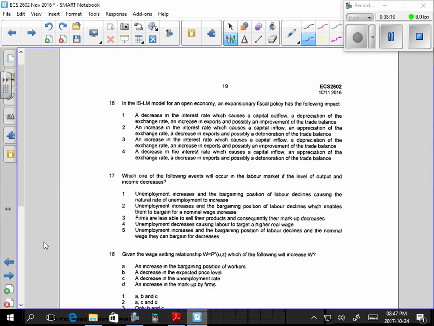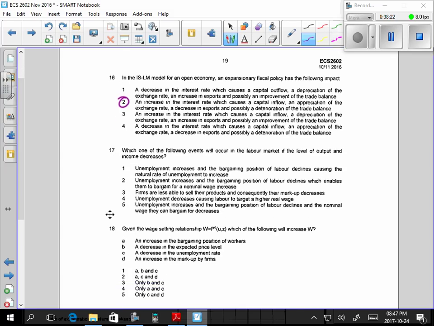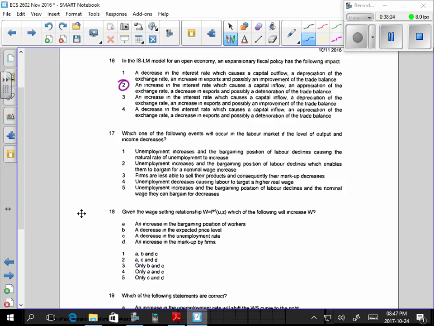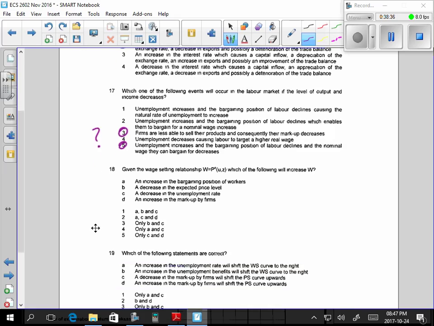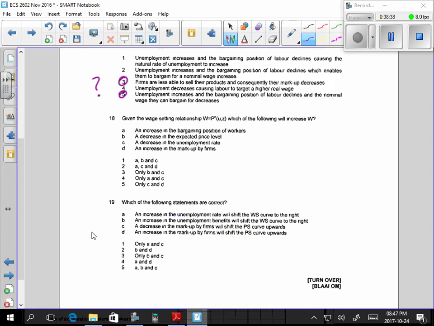Question 16, the answer is 2. Question 17, also found there was an error in the paper. It's either 3 or 5. It's between those 2. Question 18, it is option 4.